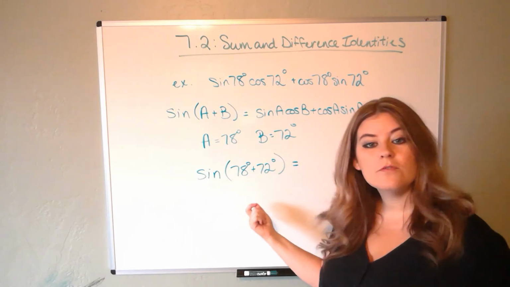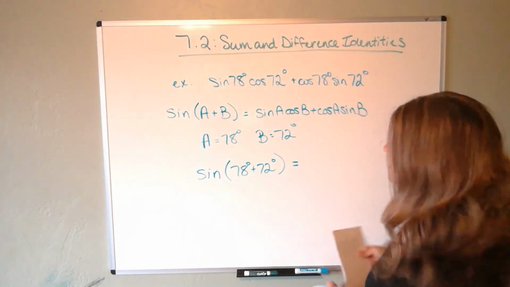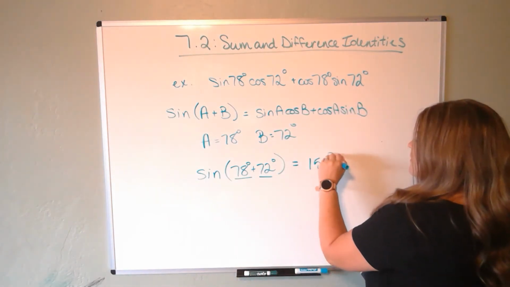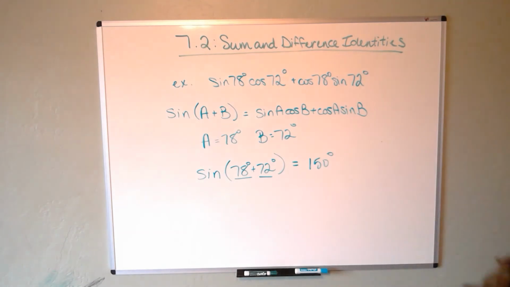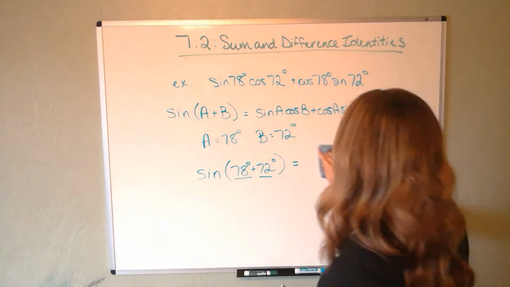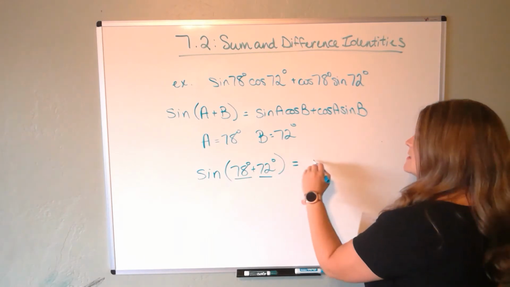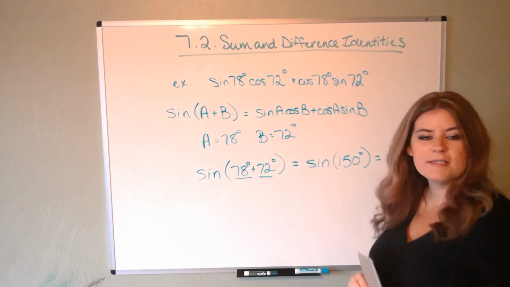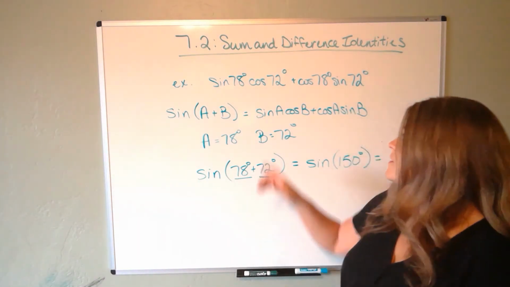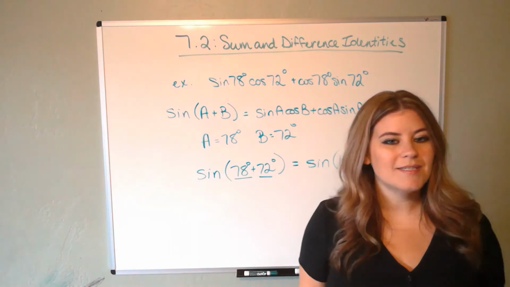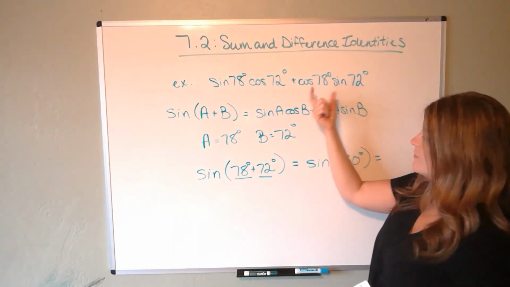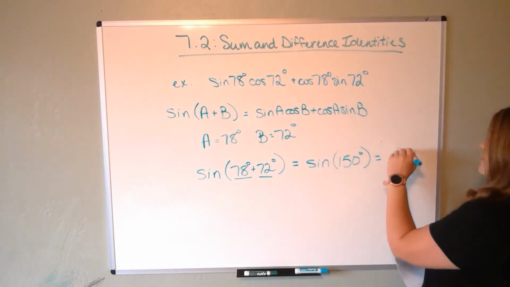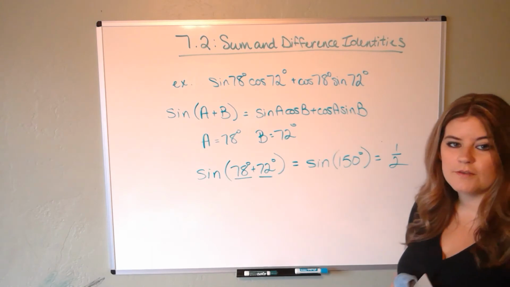What am I going to do from here? I'm going to add them together, you guys. What is 78 plus 72? It's the sine of 150. So 78 plus 72 is 150. So saying this is the same as saying this. And you guys, isn't 150 on my unit circle? So they broke this one up, but you really didn't need to, right? So if I put it back together as 150, that's an easy answer, you guys. That's 1/2, and that's on your unit circle.